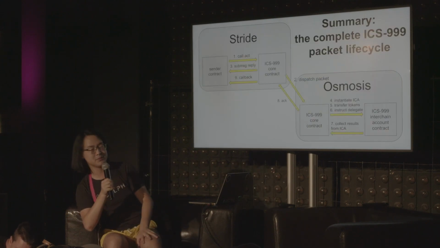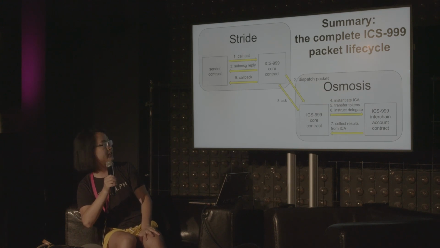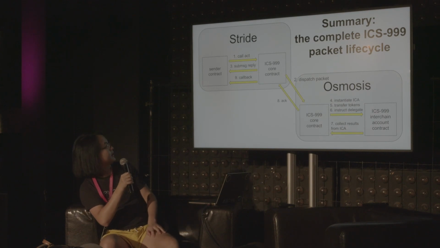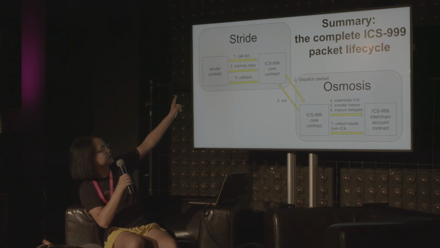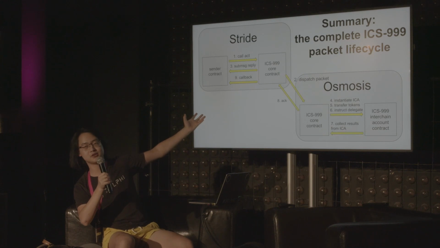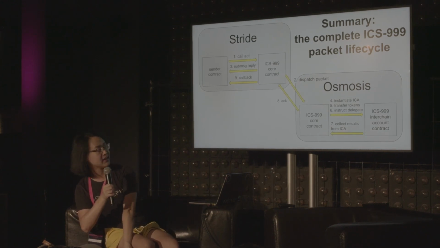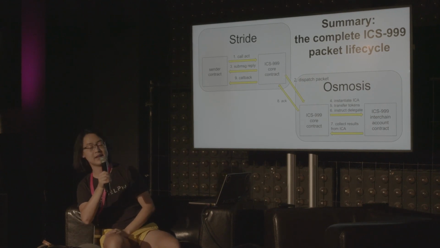So let's make a brief summary. What is the entire packet lifecycle if you use ICS-999? On the top left, we have a sender contract, which in our case is the Stride liquid staking protocol, and we have the ICS-999 core contract. So the first step is to call the act method.